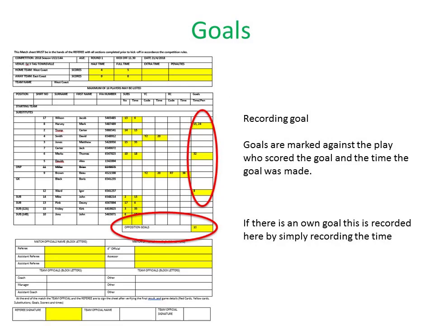In circumstances where a team scores an own goal, it is actually recorded in a different section of the team sheet. As you will see in the example provided, down the bottom it says opposition goal. Here you are to record the time at which an own goal was scored.